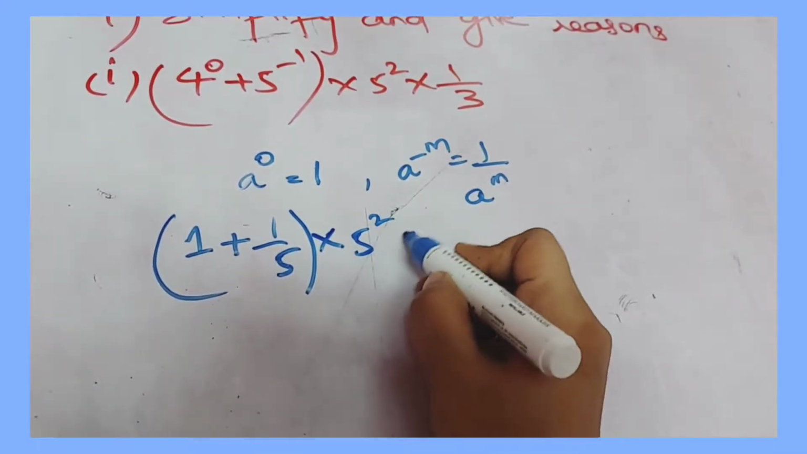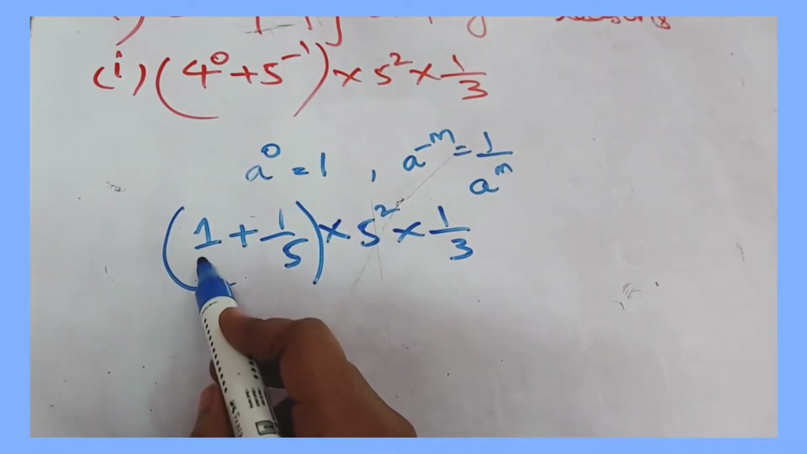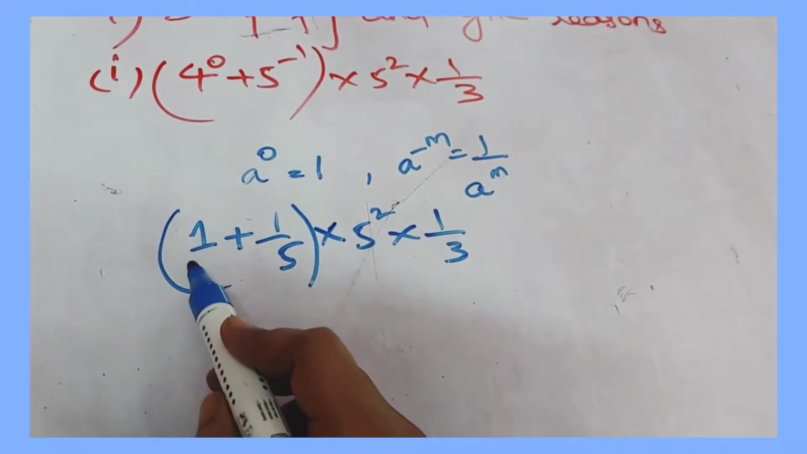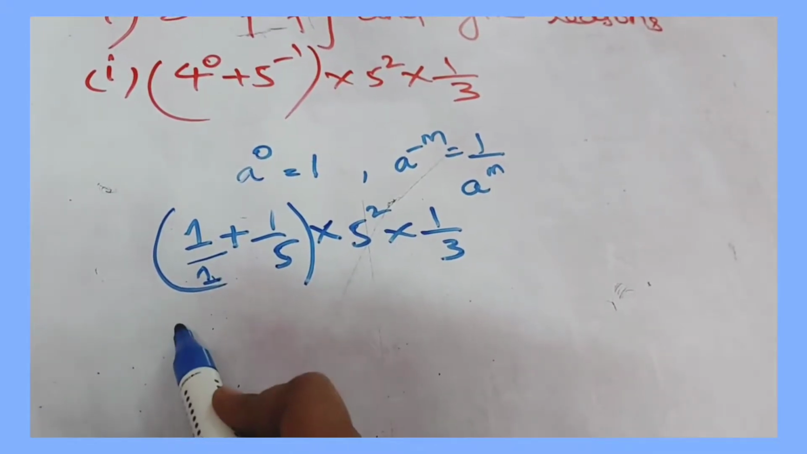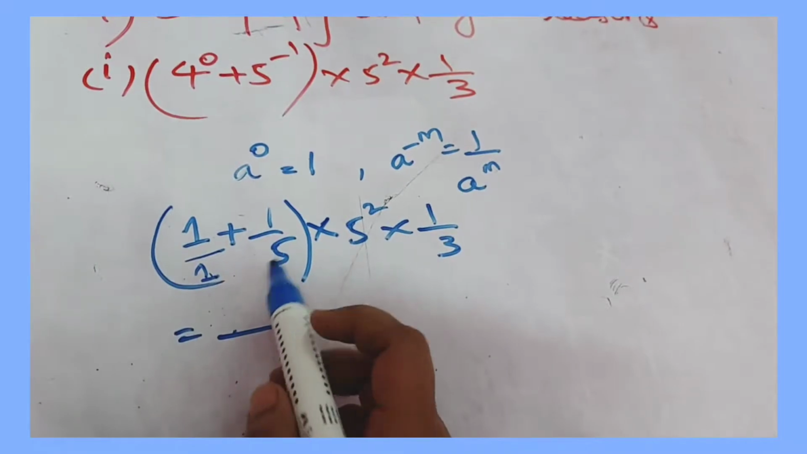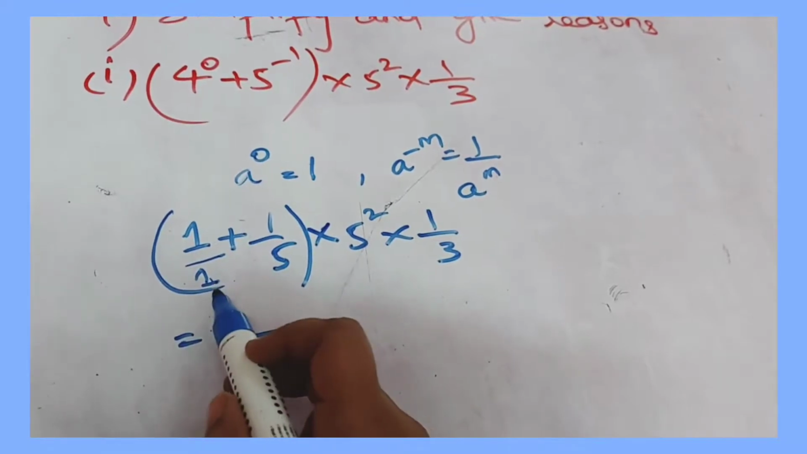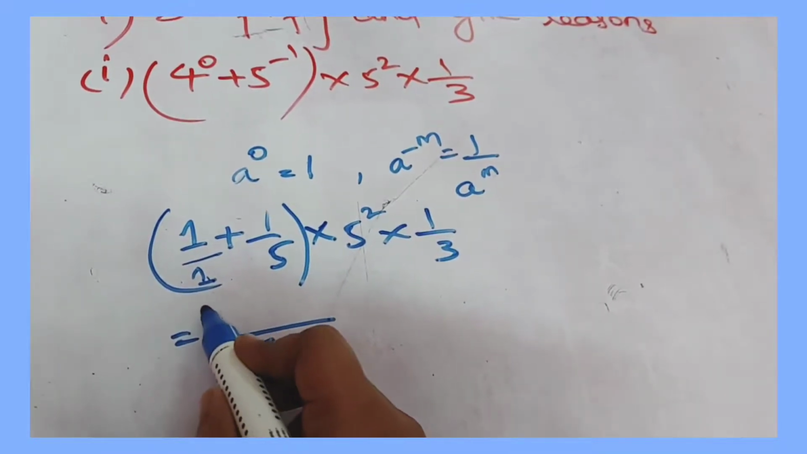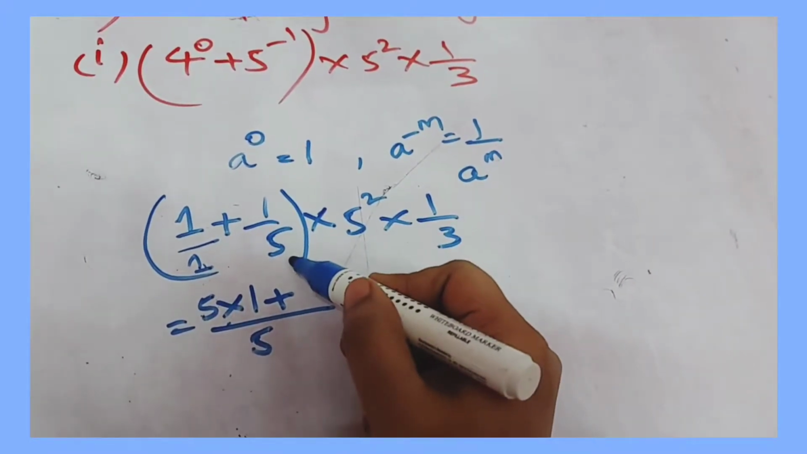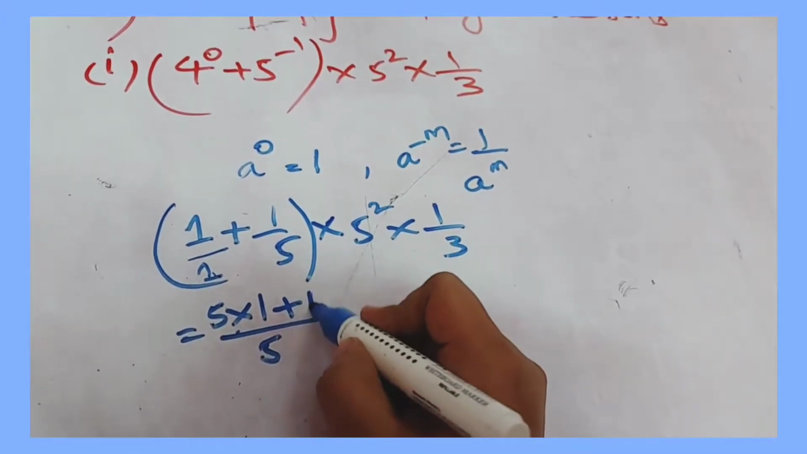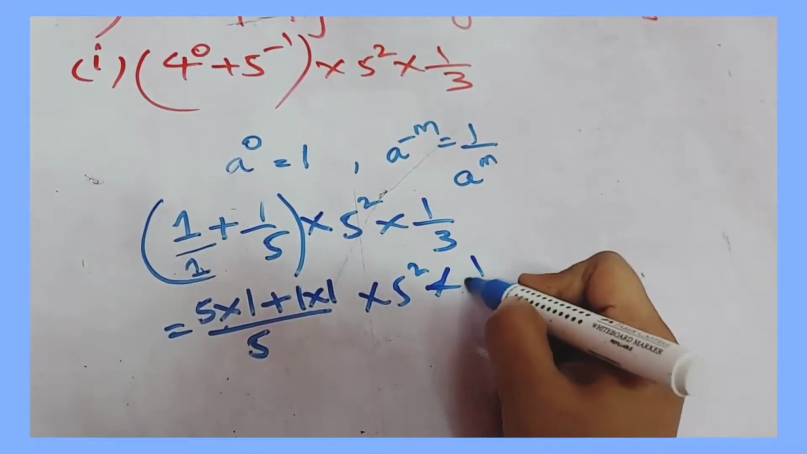So now 5 square into 1 by 3. Now what you have to do here, the denominator is not the same. If no number is there in the denominator, you have to take 1. So here 1 is there. What is the LCM of 1 and 5? It is 5 only. Now how many times does 5 go in the 1 table? It goes 5 times. 1 5 is a 5. Now you take this 5 into this 1 plus, now how many times does 5 go in the 5 table? 1 time only. So 1 into 1 into 5 square into 1 by 3.